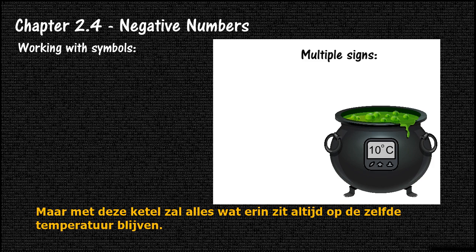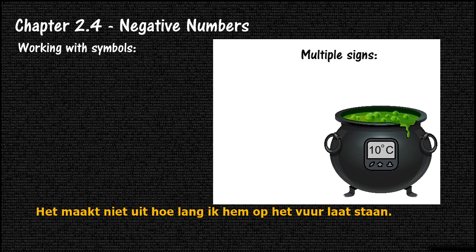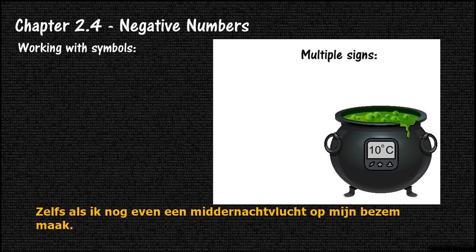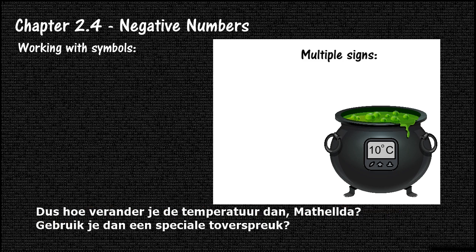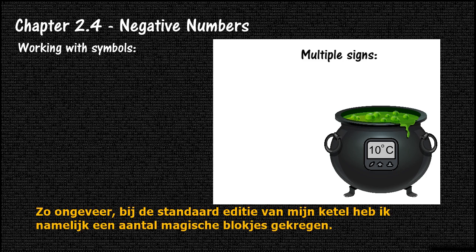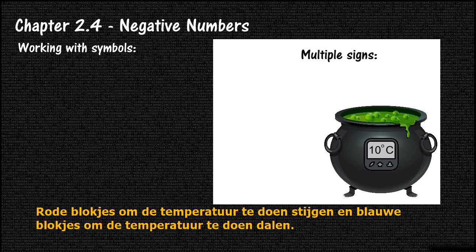But with this cauldron, everything in it will stay exactly at the same temperature, no matter how long it stays on the fire. Even if I go for a little midnight flight on my broom. So, how do you change the temperature, Mathilda? Do you use a special spell or something? Sort of, you see. With the standard edition of my cauldron, I received quite a few of these lovely magic cubes as well. Red cubes to increase the temperature and blue cubes to decrease the temperature.